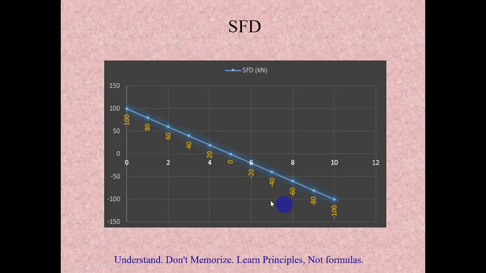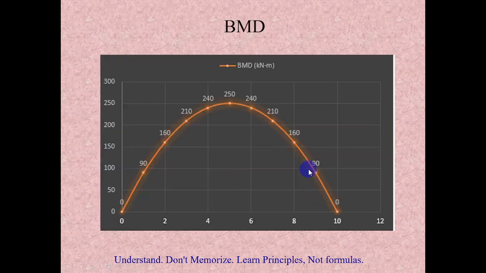If you see the shear force diagram, it starts with the reaction of 100 kilonewton going up, and after that, due to the uniformly distributed load, it decreases linearly and comes to minus 100 kilonewton, and again at the support it will reach 0. In this graph, the y-axis is shear force in kilonewton, and the x-axis is the span: 0 meter, 2 meter, 4 meter, 6 meter, 8 meter, 10 meter. Same way in the bending moment diagram also.